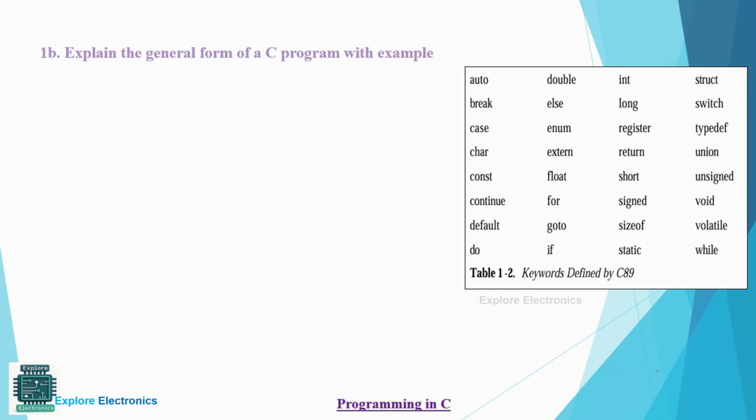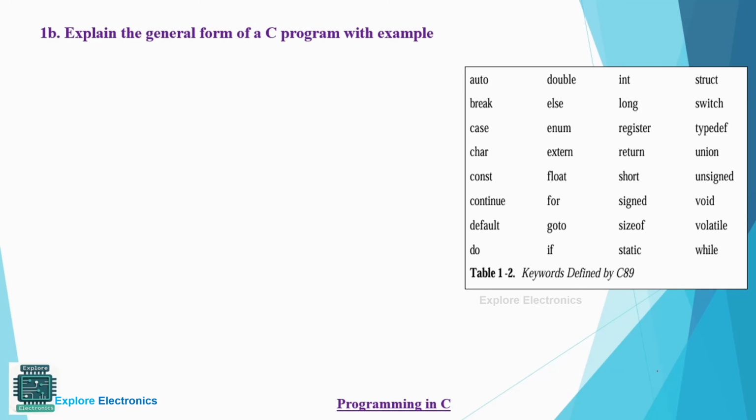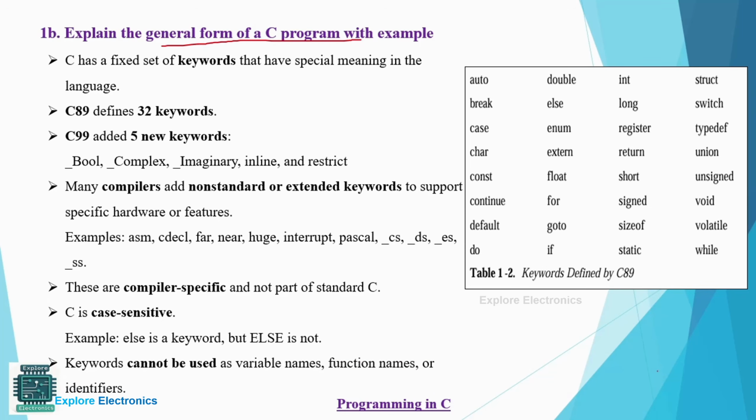Next is 1B. Explain the general form of a C program with example. Here, C has a fixed set of keywords that have special meaning in the language. C89 has how many keywords? 32. When it comes to C99, 5 new keywords were added. Then we can say 32 plus 5. How much?